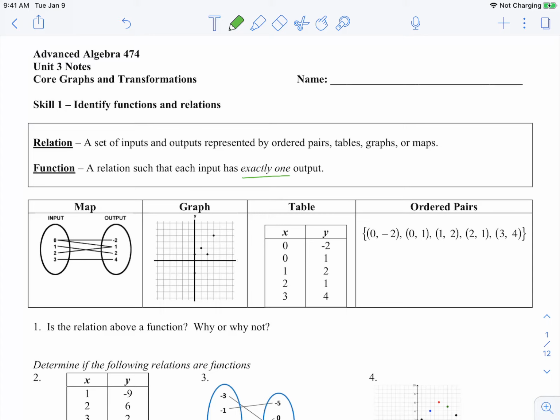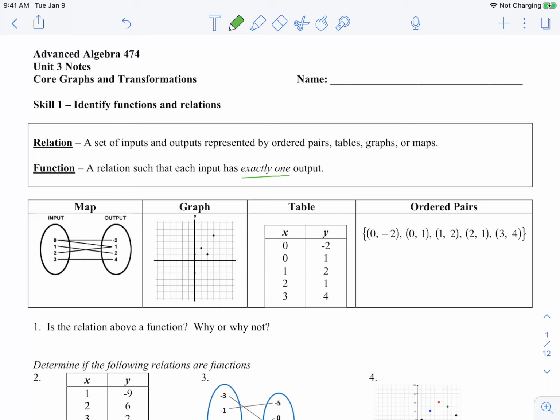So these are different ways that a relation and a function can be represented. We have a map where you have inputs and outputs and you're drawing each input to each output. You have a graph where you can see ordered pairs. You have a table where you have an x value and a y value. And then you have a list of ordered pairs. And if you notice, for each one of these, we have the same values. They each have 0 mapped with -2, 0 mapped with 1, etc.